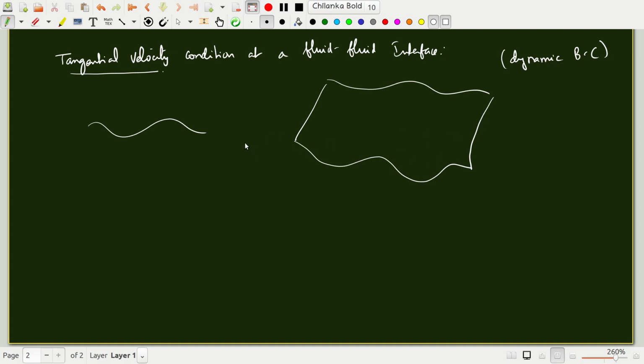We'll of course put a coordinate frame. This is x, this is y, this is z. And there is of course a unit normal which varies at each and every point in the interface. This is the interface, which is denoted by S. This is phase 1, this is phase 2.